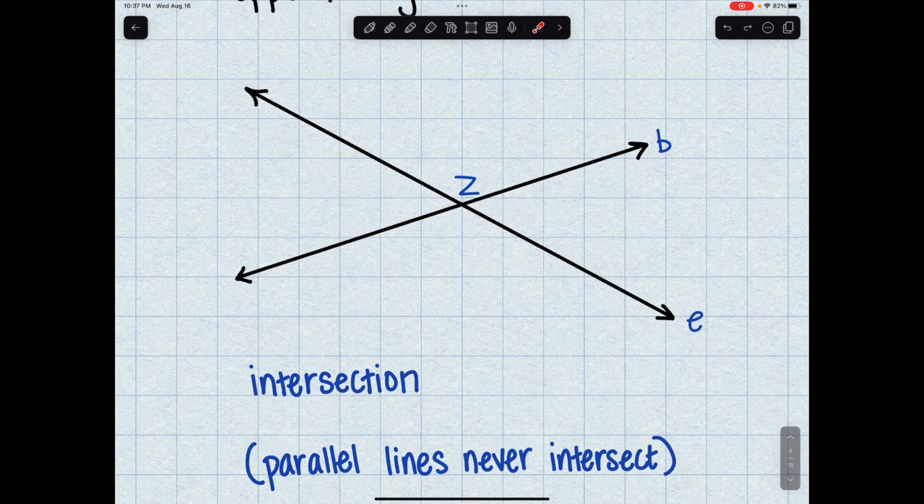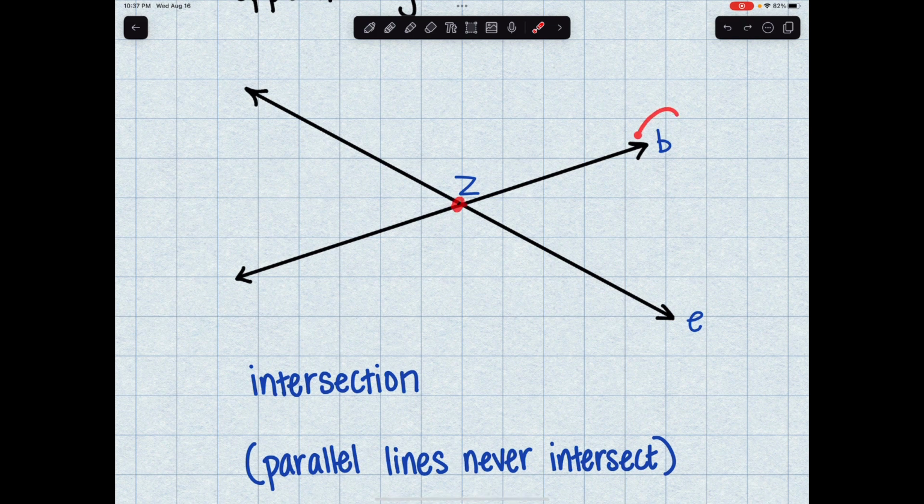What about intersection? If two geometric figures have points in common, we say that these are points of intersection. So this is a line that goes off in both directions. This is a line E that goes off in both directions. They both have this point Z that is on both of the lines.